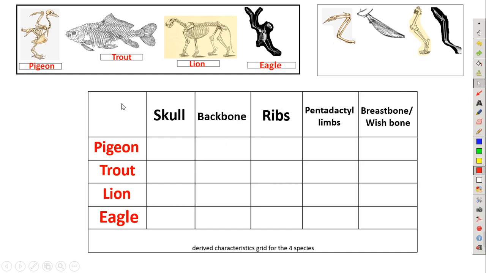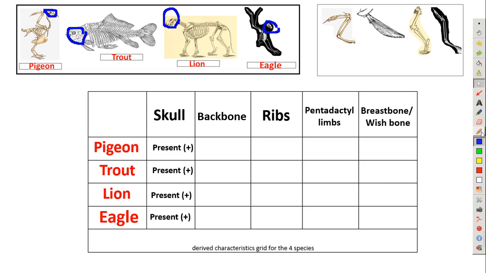So first one, it's quite obvious. Do they have a skull? The answer is yes. 1 here, 1 there, 1 here, 1 there. So all these species have skulls. So in the grids you can either say present, or you can also write a plus symbol to state that the species has the characteristic. So for the skull it is the case.